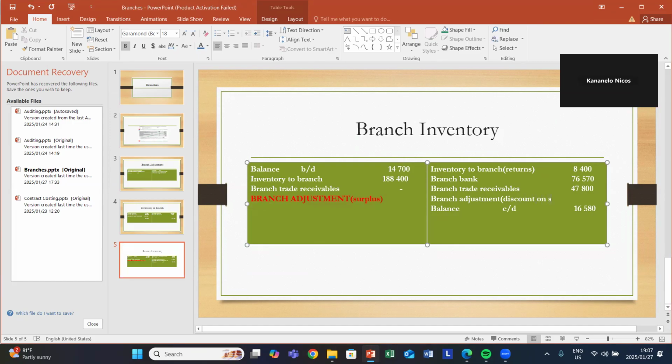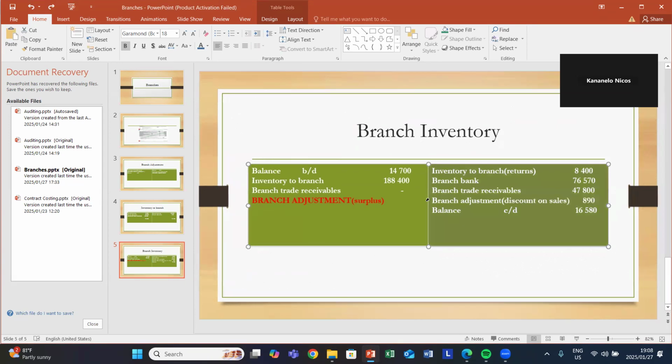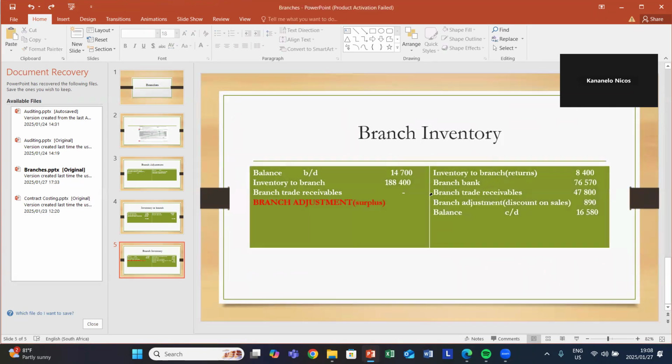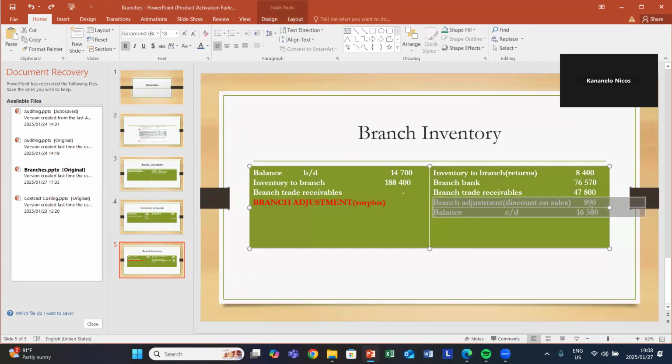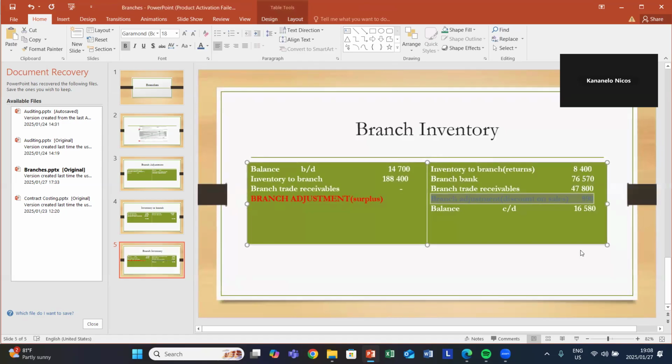Discount on sales. I think they amounted to 890 there. So right, 890. Remember that one, it seldom appears, but you should be vigilant about it. If ever it appears, just know that you will credit it. We call it discount on sales, which is a trade discount. We'll have to credit it there. Let me highlight it with a different color, blue there.